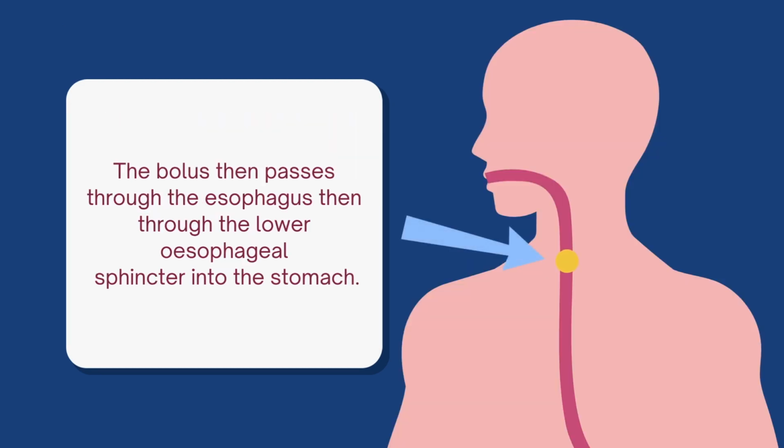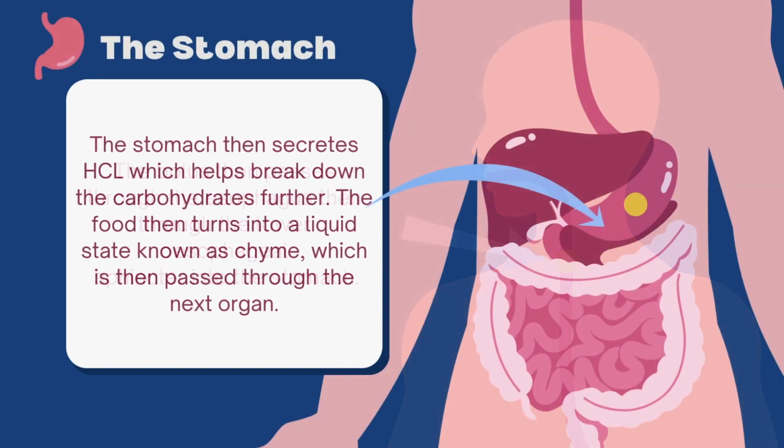Now, chewed food is referred to as the bolus. The bolus then passes through the esophagus, then through the lower esophageal sphincter into the stomach. The stomach secretes hydrochloric acid, which helps break down the carbohydrates further. As the bolus mixture turns into a frothy liquid known as chyme, it is now moved to the next organ, which is the small intestine.